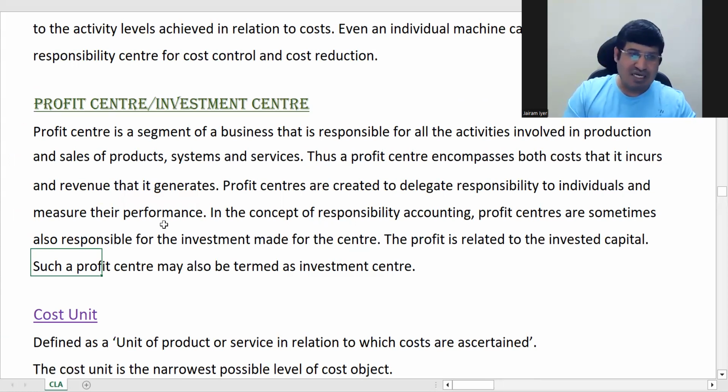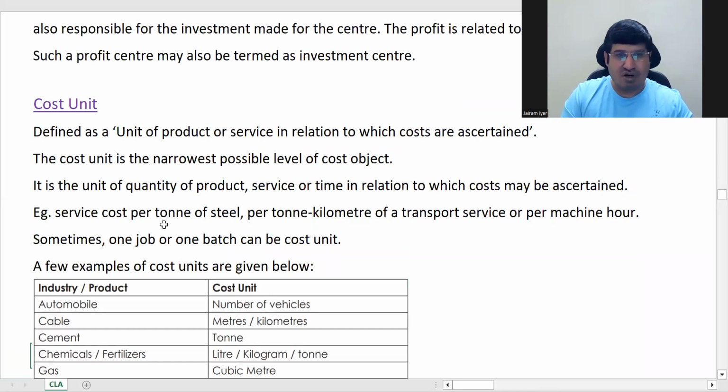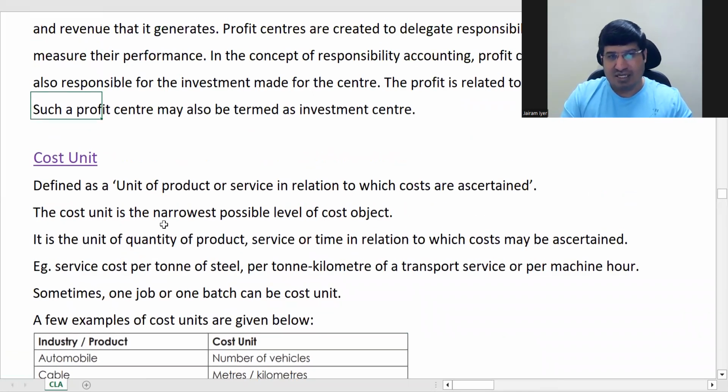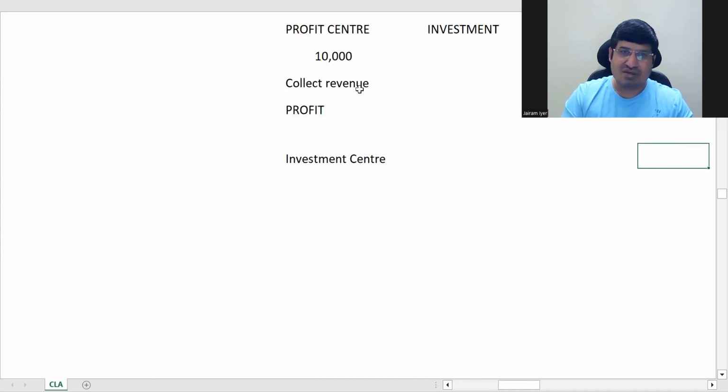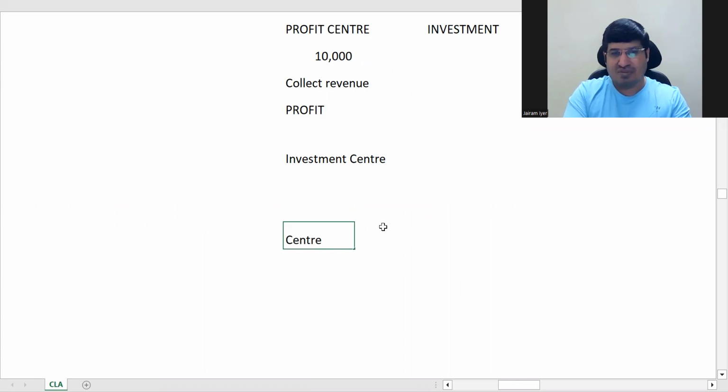Then next is cost unit. So we talked about cost center and cost unit, correct? The other day. So cost center is what we just discussed. Cost center is basically some big part of the organization for which you are collecting costs. That is your cost center.